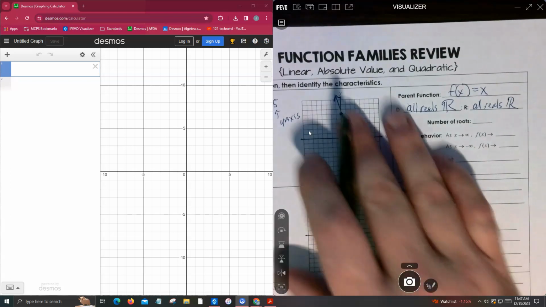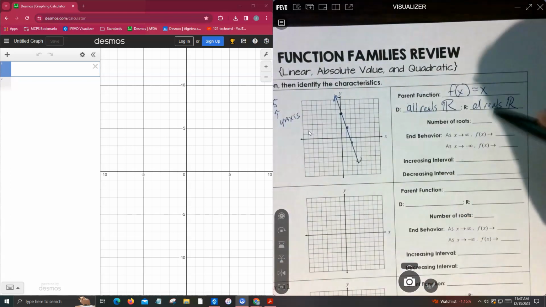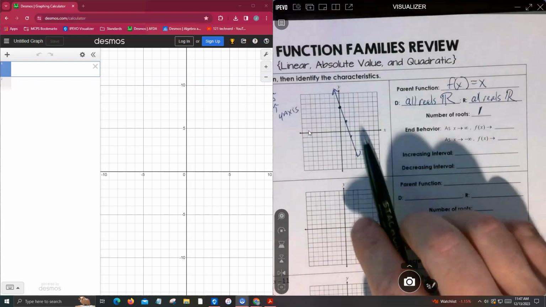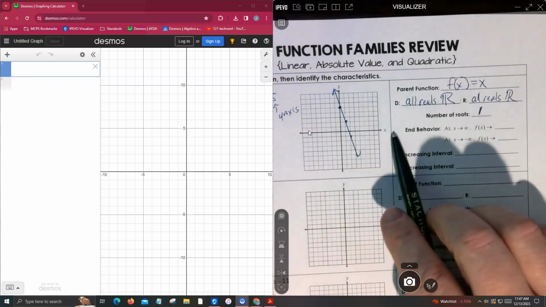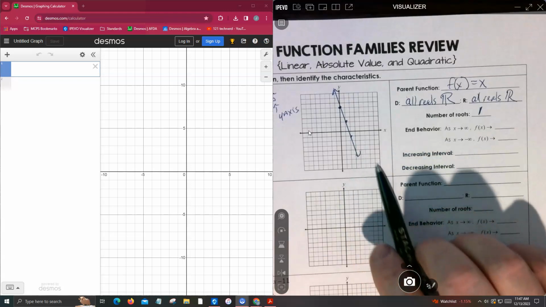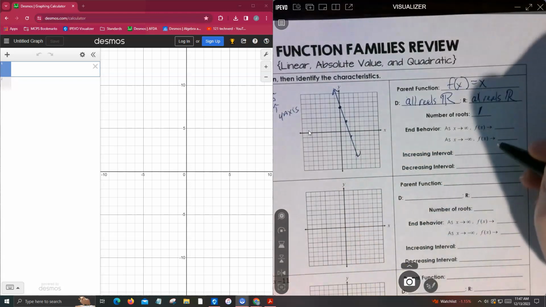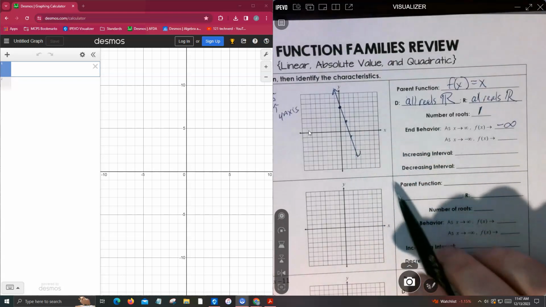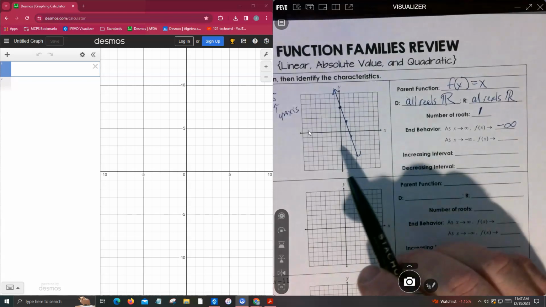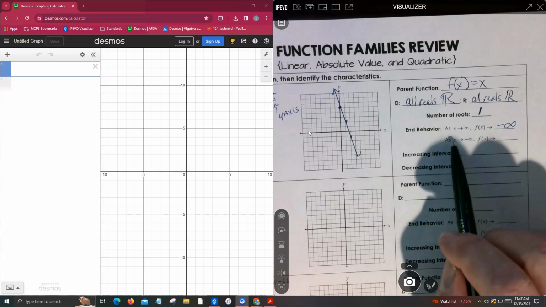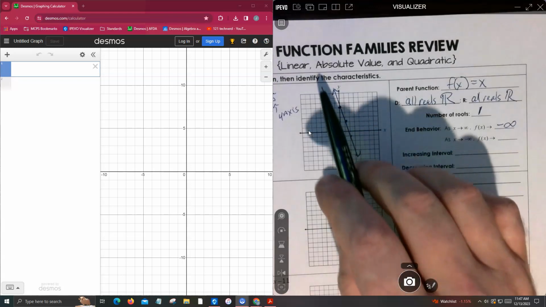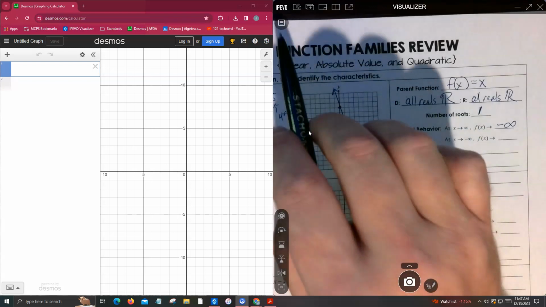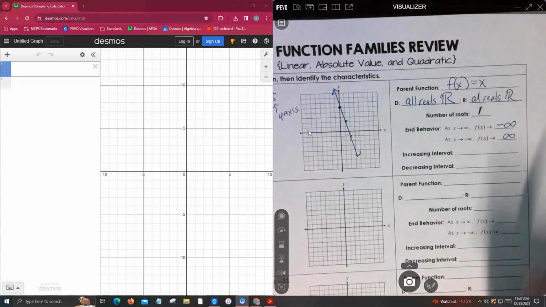The number of roots means how many times it can possibly hit the x-axis. The answer to that is 1. End behavior means what is going on with these arrow points. As x is getting larger, going this way, y is going that way, so that's going to be negative infinity. As x gets larger and larger, y is getting smaller and smaller, in terms of negatives. As x is going in the negative direction, y is going positive. So this would be positive infinity.